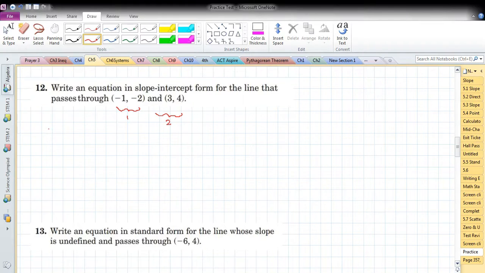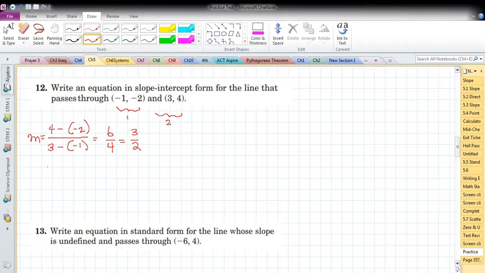So y2 is 4 minus y1 is negative 2. x1 is 3 minus x2 is negative 1. So I have 6 over 4, which simplifies to 3 over 2. So this is my slope, all right? And now we're going to use the slope and one of the points to find b, the y-intercept.